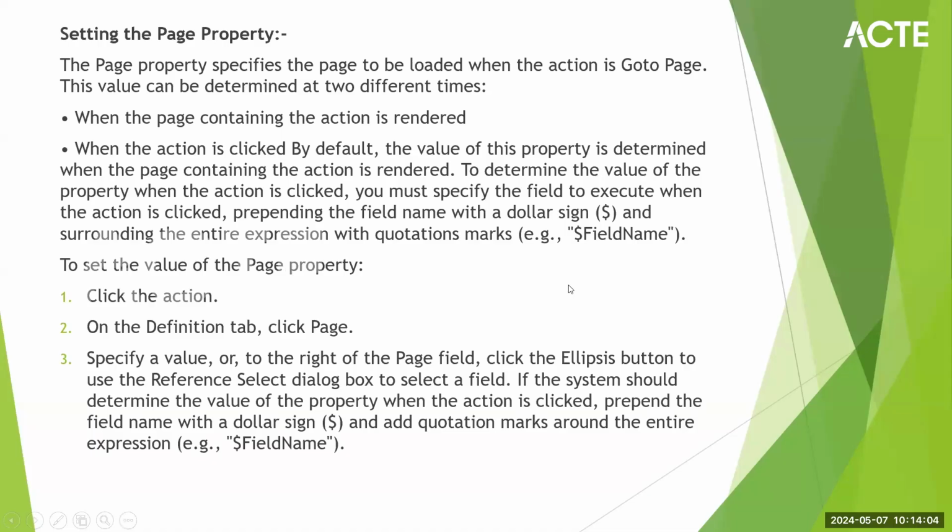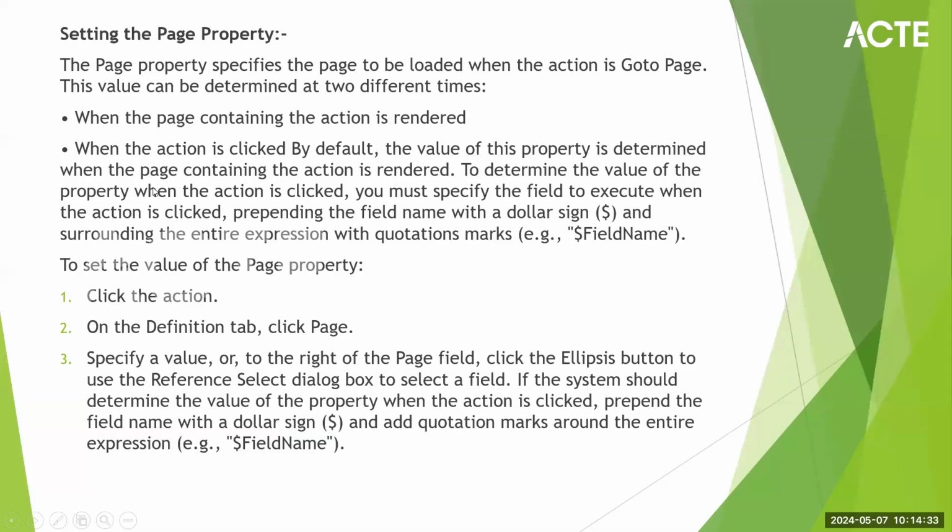Next, setting the page property. The page property specifies the page to be loaded when the action is go to page. The value can be determined at two different times. For example, when you click on that button, one page should be displayed, it should navigate to one page. So in that case, you need to specify this property, go to page.